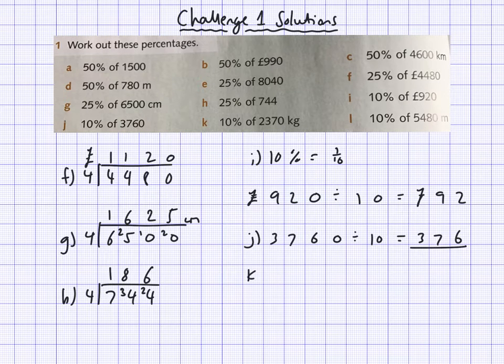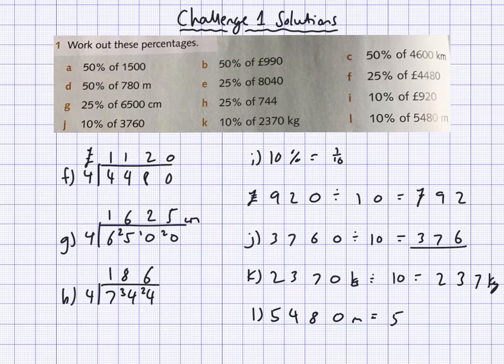K, 10% of 2,370 kilograms. Again, I move all the numbers down a house, so the 2 goes from the thousands into the hundreds. The 3 and 7 follow it back, and that gives us 237 kilograms. And L, 10% of 5,480 metres. Again, all the numbers move back or down one house, and that's 548 metres.